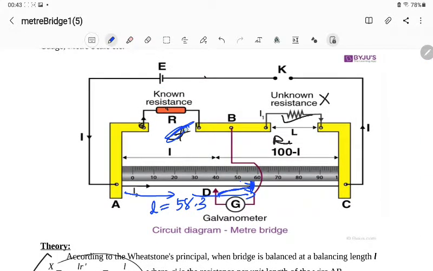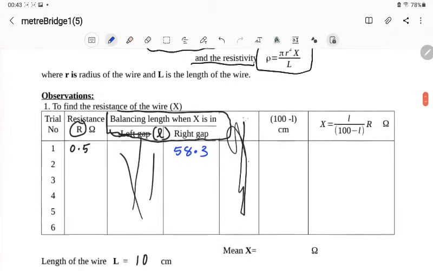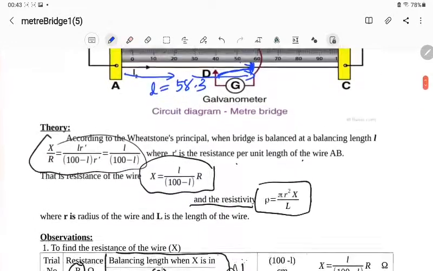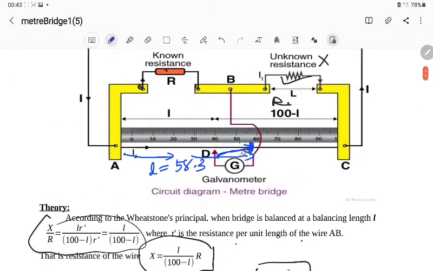Okay, change this resistance. So now I will give you 0.7. Make this 0.7 ohm. Now again move this galvanometer or this jockey over this wire until you find the balance point. Now you will get the balance point at 60.7.